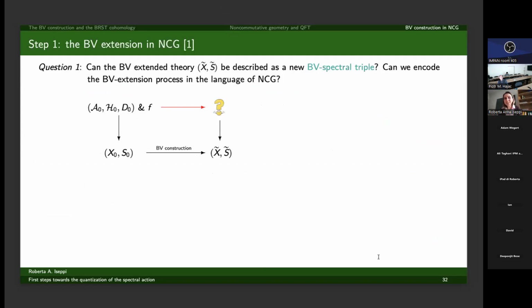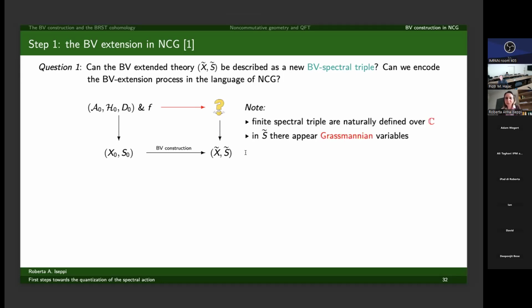And the solution is that, okay, let's try to complete the first square of the diagram. Here we are searching for a BV spectral triple, namely something that allows us to contain the ghost, the anti-ghost, all that gadgetry that we added at the level of the BV construction with this X tilde and S tilde. A few things to remark: the natural context where you speak about finite spectral triples is over C. And S tilde, we already saw, should contain Grassmannian variables.